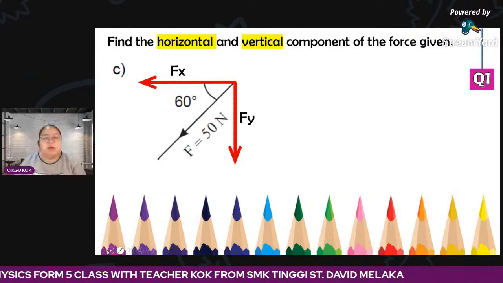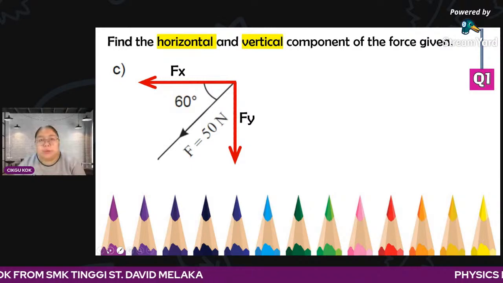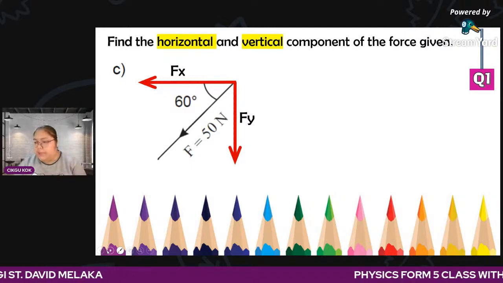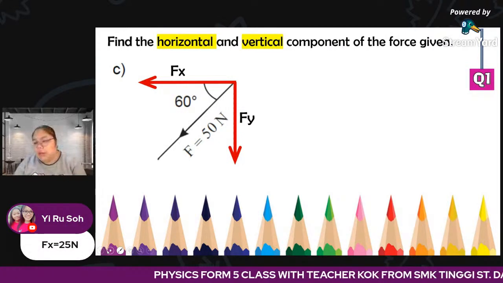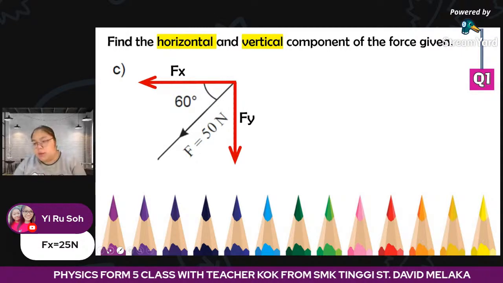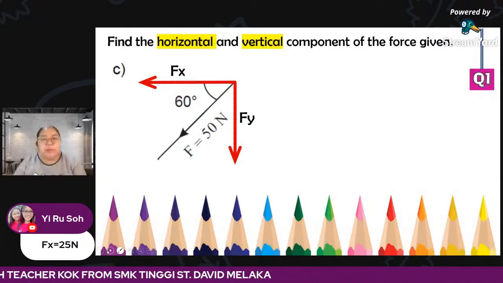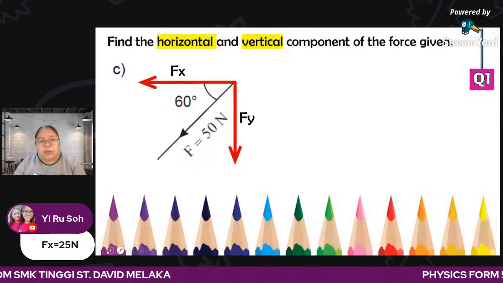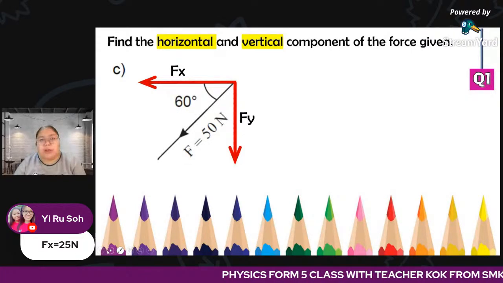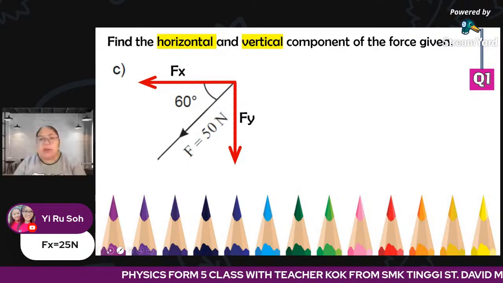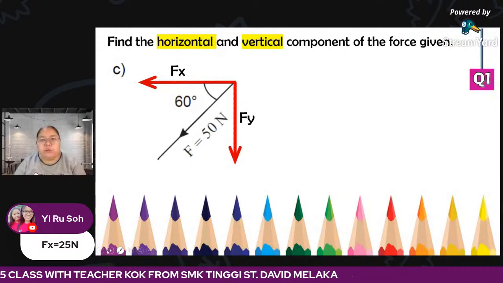Okay, Fx and also Fy. Fx is 25 Newton. Euro, you also got 25 Newton. Then Fy, is it still the same? Fy cannot be the same now because this one is 60. I just said 45 only. 60 cannot become the same. Then give me Fy, 43.30.